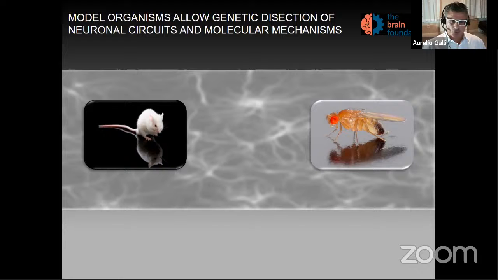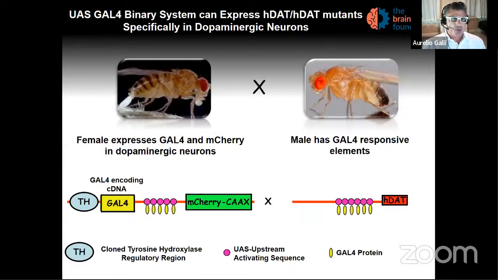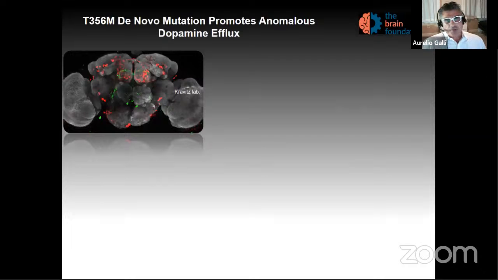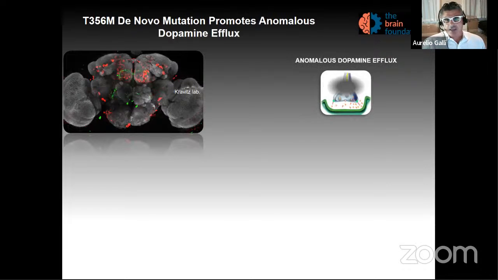So we chose Drosophila to express the human dopamine transporter or the mutated dopamine transporter in the right neurocircuitry, meaning the dopaminergic system. We use the UAS-GAL4 binary system to express, like I said, the human DAT or the mutated human DAT in dopaminergic neurons of flies that are lacking the Drosophila dopamine transporter. And so the first thing that we've done is to look at the fly brain that you see over here. There are a lot of dopaminergic projections, you see them in red, and we started to figure out how to study anomalous dopamine efflux, again, the transporter running backwards.